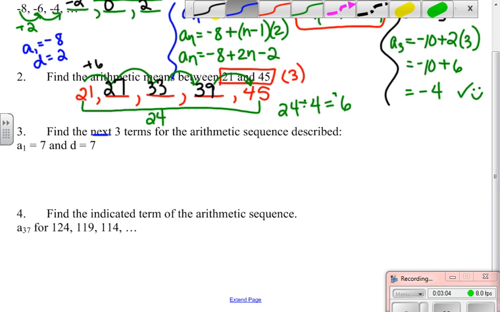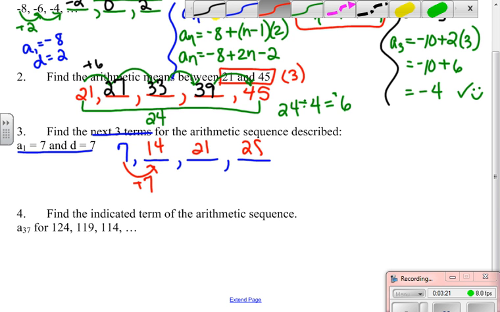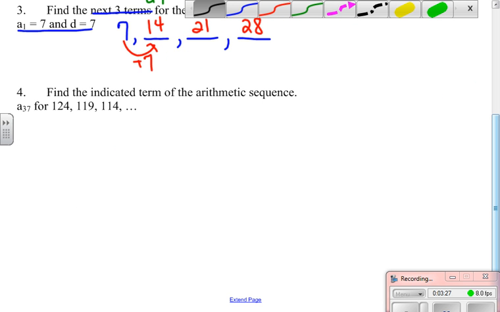Now, the next 3 terms for this sequence. Really, they give me this, and they want this, and they tell me it's going to go up by 7. So all I have to do is add 7 to each term. So pretty simple. Now this last example says find the indicated term of the sequence.